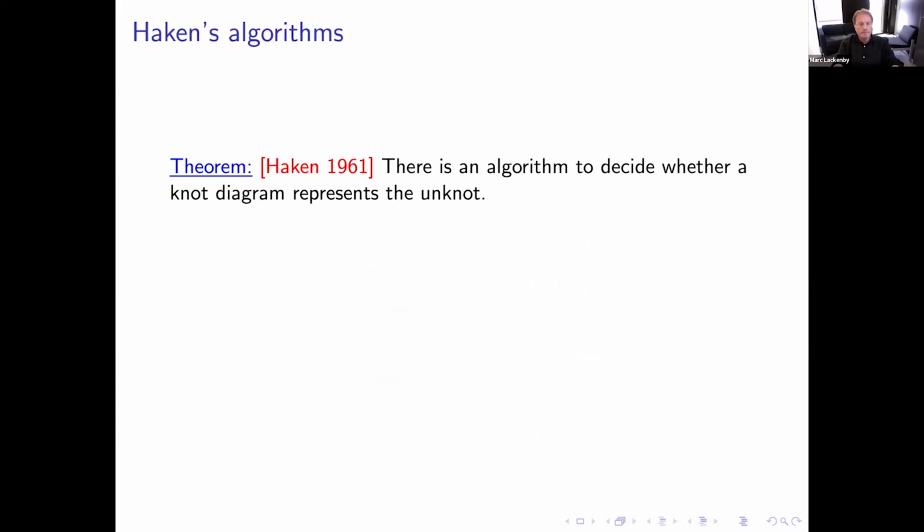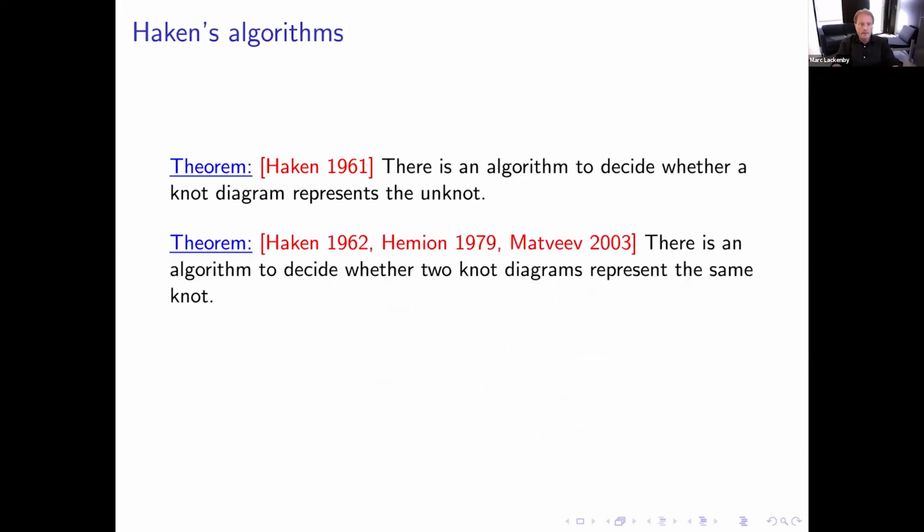So in the early 60s, Wolfgang Haken gave an algorithm to decide whether a knot represents the unknot. And then he was able to solve, more generally, the equivalence problem for knots. There was one class of knots that he couldn't do, the so-called fibered knots. Those are ones whose complement admits a fibration over the circle. They were dealt with by Hemion in the late 1970s.